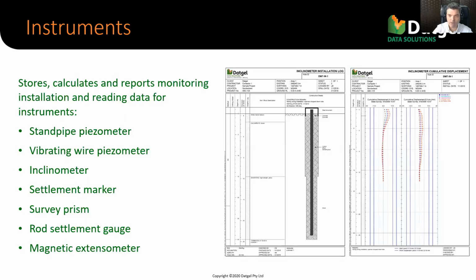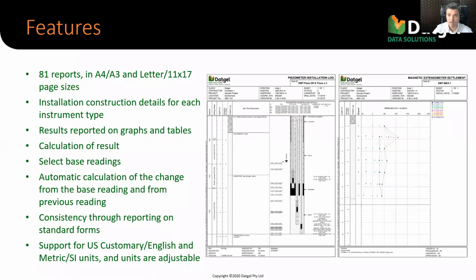So for all of these instruments, we have tables in the database to store the data, calculations to calculate the relevant things, and reports to present the installation and the readings. And those readings reports are both graphs, a whole range of different graphs, and table reports as well. There are 81 reports currently. They are in A4, A3, and letter and 11 by 17 page sizes, which are used in North America.